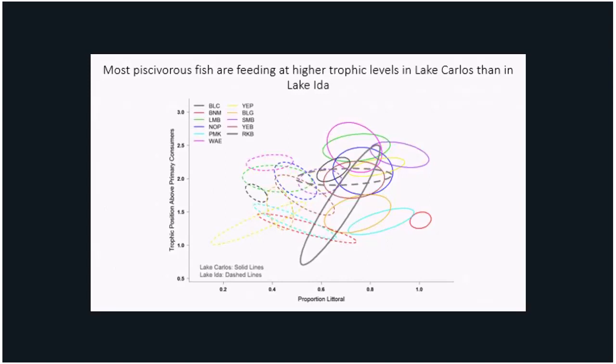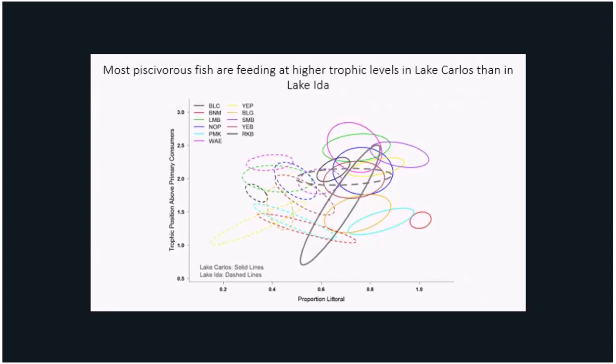Along the lower axis is the proportion littoral energy. So the further right you are, the more reliant you are on littoral energy. Lake Carlos is in the solid lines and Lake Ida is in the dashed lines. And almost right away, without even doing any statistics, you can visualize what's going on. Most of the fish species are shifting up and to the right in the infested lake.